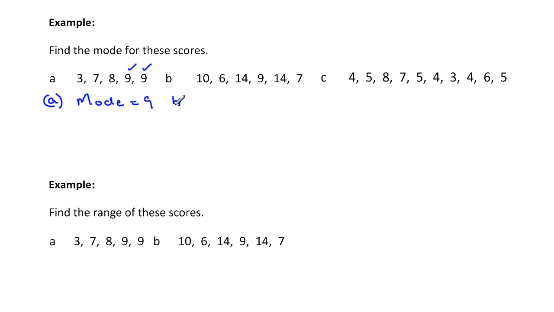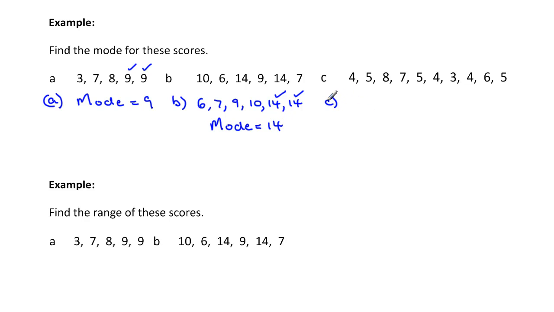In this one here, it's probably easier to rearrange the scores in some sort of order before trying to pick out the numbers that occur the most. So that's what we're going to do. 6 will come first, 7, 9, 10, and you'll notice that 14 occurs twice. So in this case then, the mode is 14. It's the score that occurs most frequently.